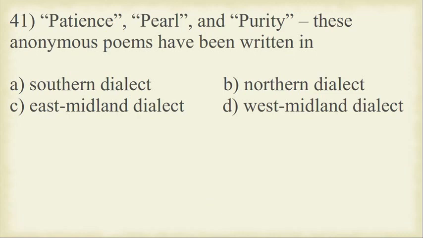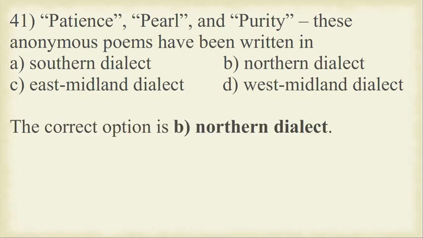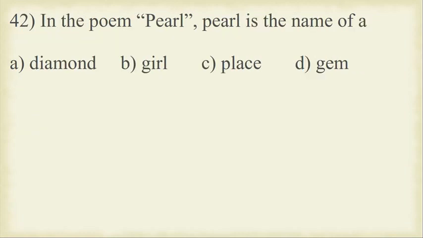Question number 41. Patience, Pearl and Purity. These anonymous poems have been written in option A Southern dialect, option B Northern dialect, option C East Midland dialect, option D West Midland dialect. The correct option is B, Northern dialect.